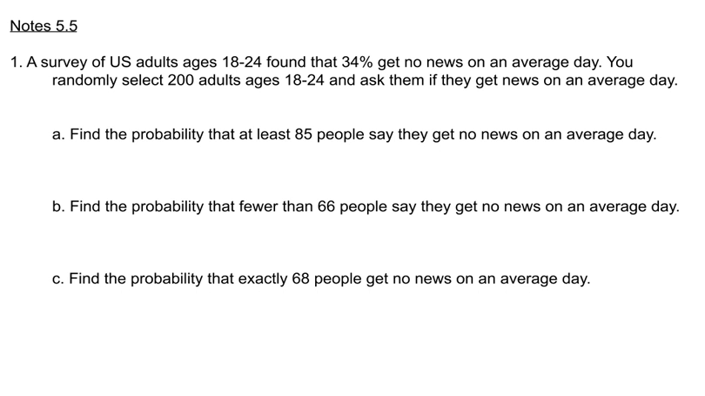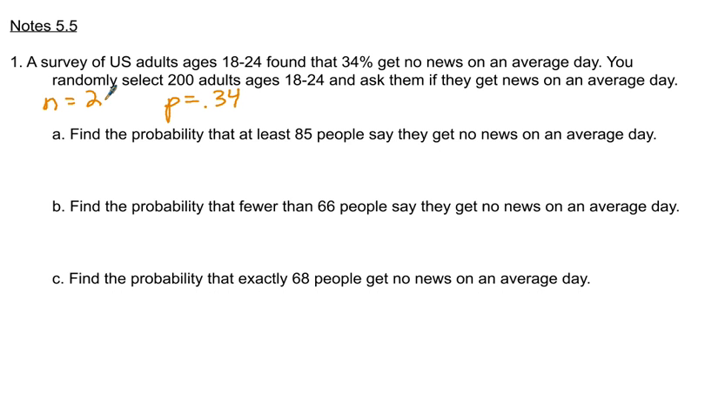All right, so in the first example, a survey of U.S. adults ages 18 to 24 found that 37% get no news on an average day. You randomly select 200 adults ages 18 to 24 and ask them if they get news on an average day. Now, if we go down to the probability problems in A through C, all of them are asking that they do not get news, right? The probability that they get no news. So success is someone responding that they get no news. So we want the probability 0.34 that they get no news on an average day.